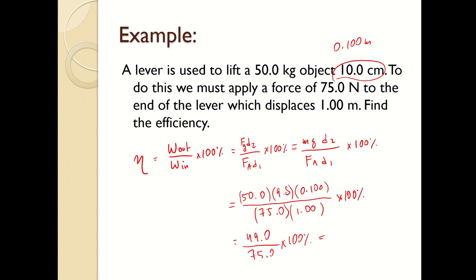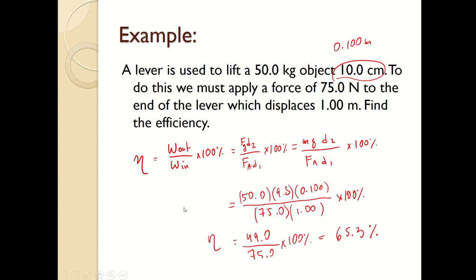So 49 divided by 75. 49 divided by 75 is 0.65. So we get 0.65333 repeating. So this would be 65.3%. So that's going to be our efficiency for this process of lifting this object of 50 kilograms. I think there's a similar question in your practice question section.